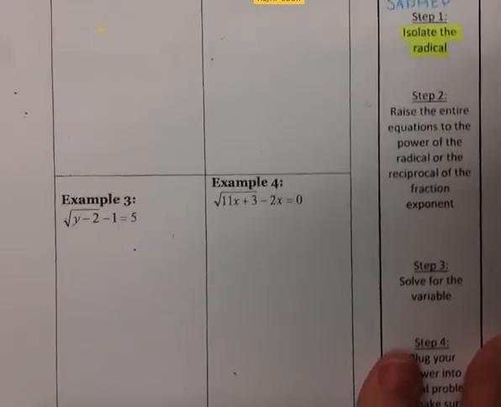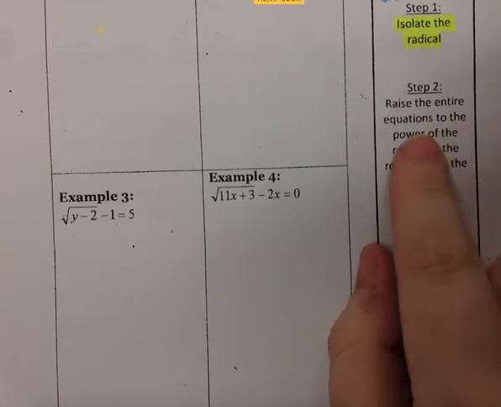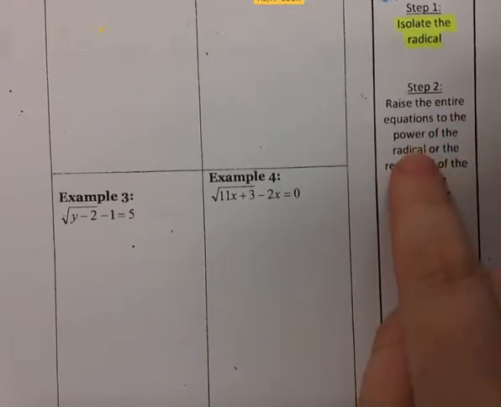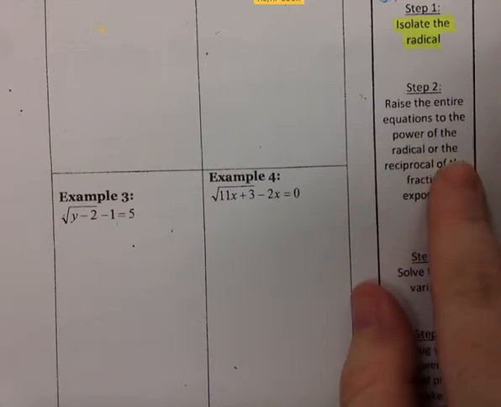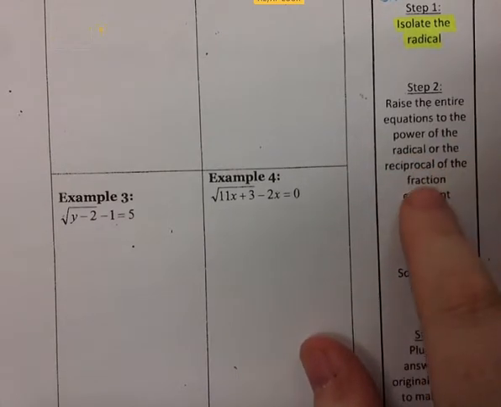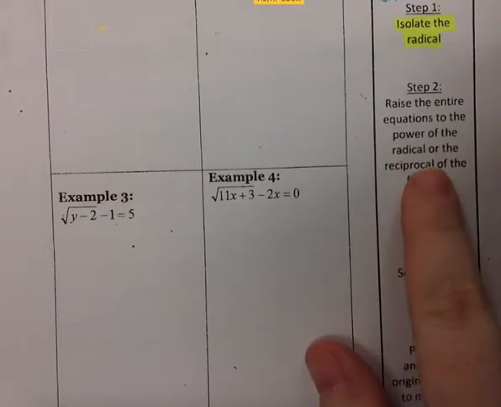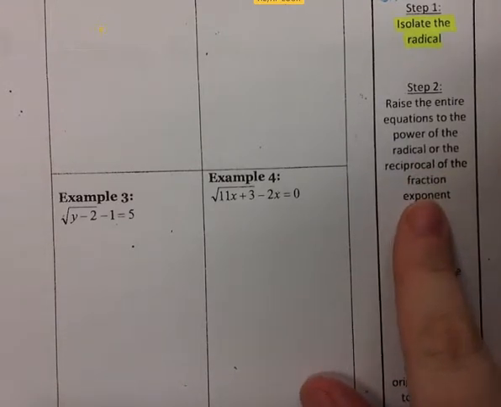The second step is we're going to raise the entire equation to the power of the radical, which means we're going to raise it to the index because we want to get rid of that radical. So if we want to get rid of a square root, we square it. If we want to get rid of an eighth root, we raise it to the eighth power because that's the exact same as the index. Or we'll do the reciprocal of the fraction exponent. That's going to be when we talk about rational exponents.